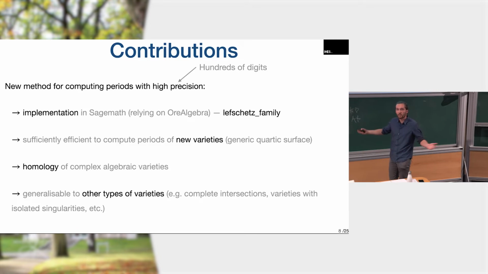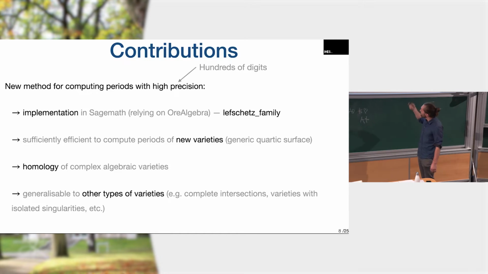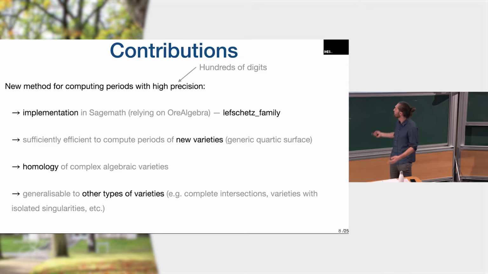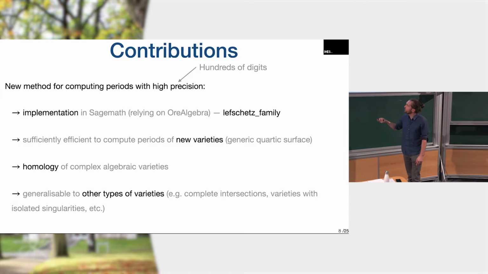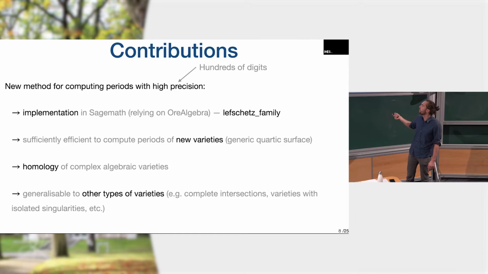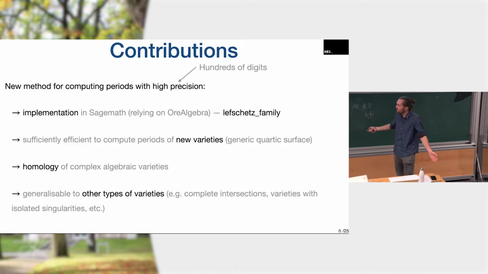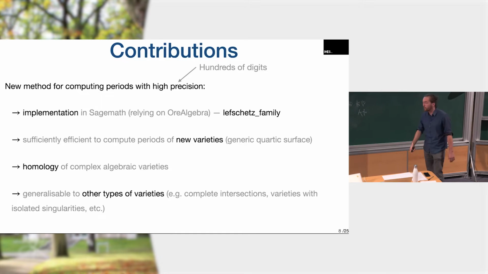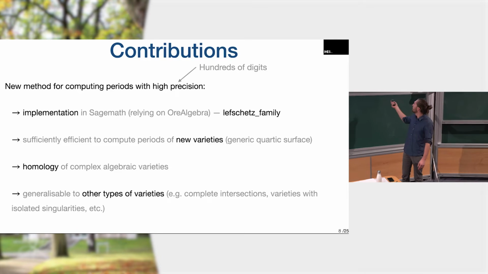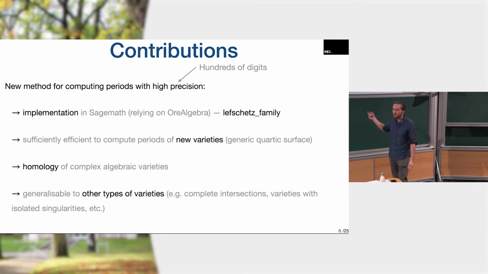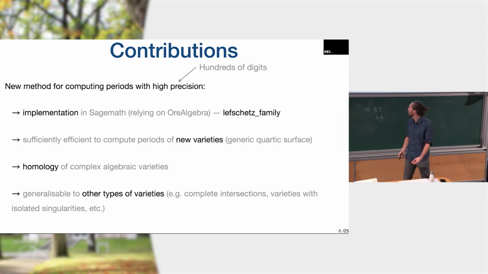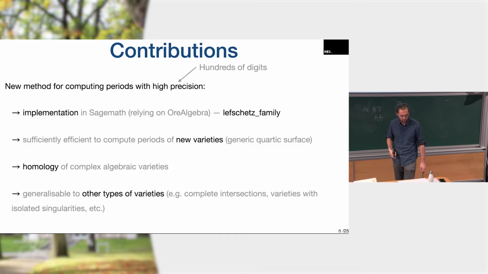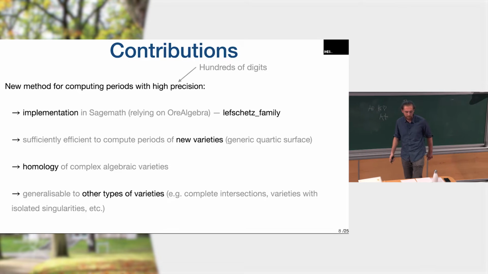These quartic surfaces are defined by dense polynomials, as I've mentioned. The method I'm going to present allows you to compute them on a laptop in roughly an hour, in most cases. A byproduct of this method is that you obtain a description of the homology of complex varieties, which is interesting on its own. And finally, it's also generalizable not just to hypersurfaces, but to other types of varieties, so complete intersections, and some varieties with isolated singularities. For elliptic surfaces, this method also works and has an implementation.